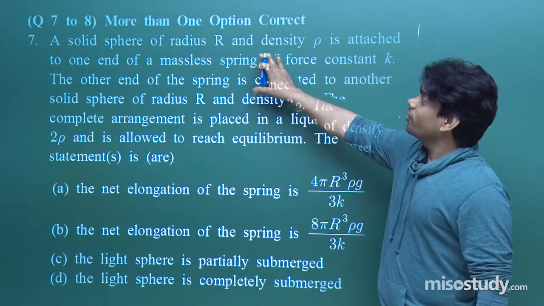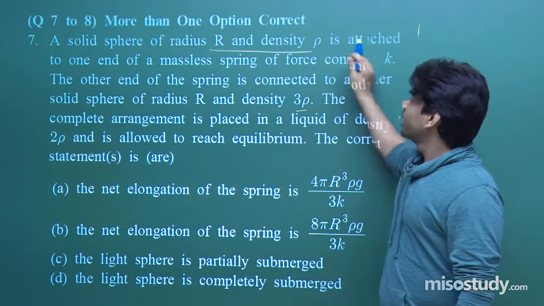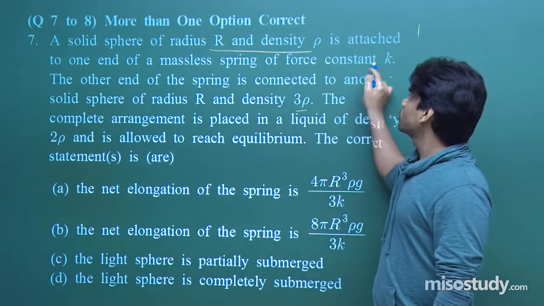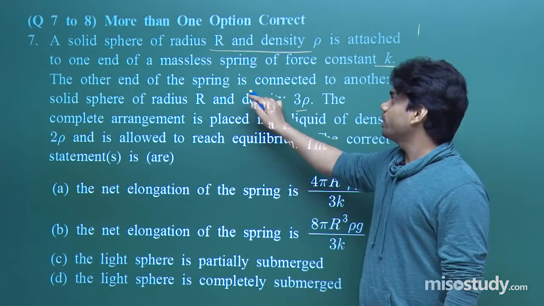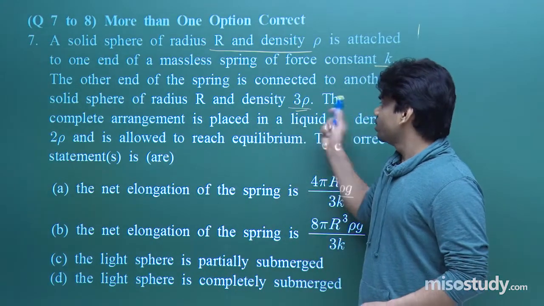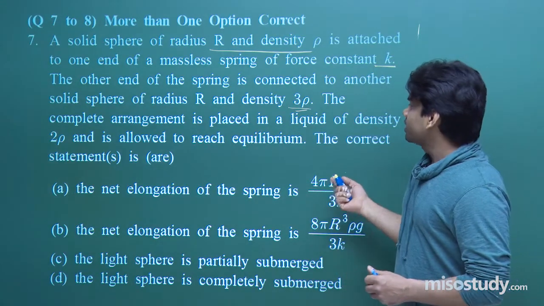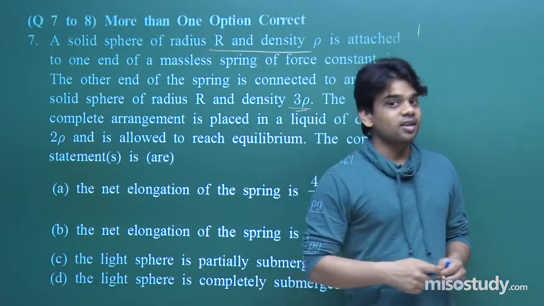A solid sphere of radius r and density rho, this is the light sphere, is attached to one end of a massless spring of force constant K. The other end of the spring is connected to another solid sphere of radius capital R and density 3 rho. This is the heavier sphere. The complete arrangement is placed in a liquid of density 2 rho and is allowed to reach equilibrium.